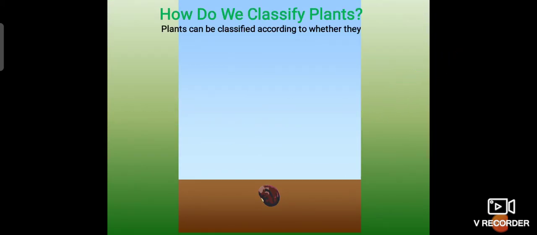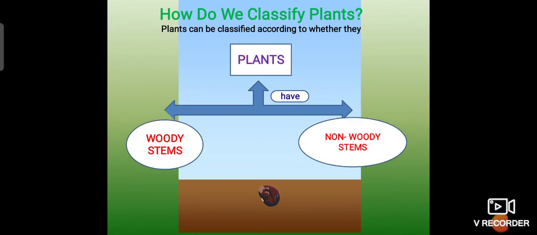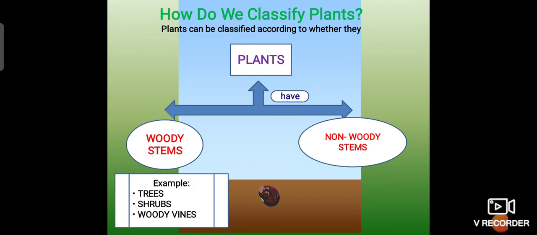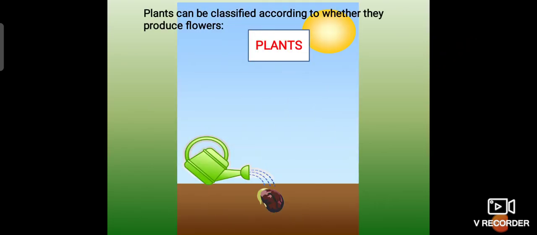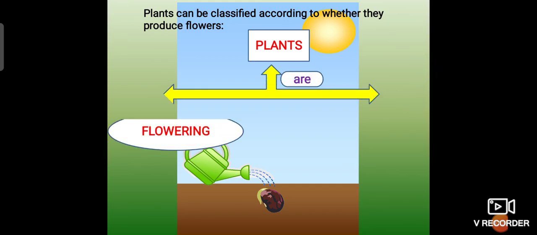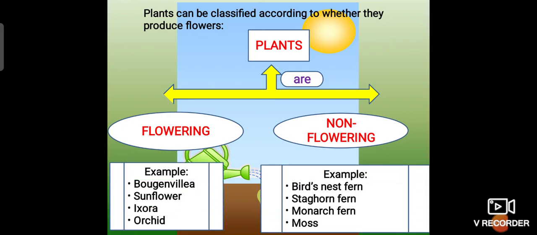Now, let's rewind a bit. How do we classify plants based on the stem? We divide them into two. What are they? Woody stems and non-woody stems. Remember? And these are the examples. Then the second classification we did today is based on flower production. Based on flower production, we divide plants into two: flowering plants and non-flowering plants. And these are the examples.